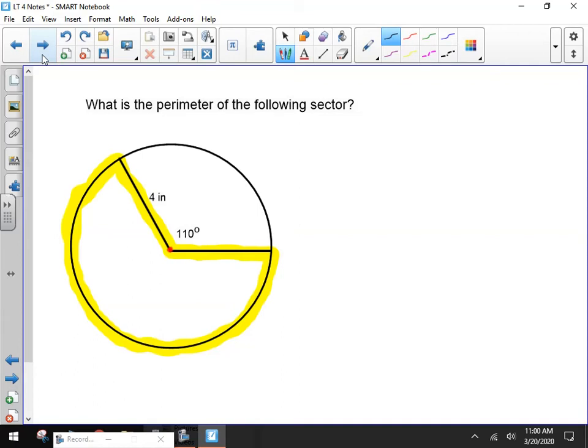All right, so now that you've tried it on your own, it asks for the perimeter of the following sector. The perimeter of the sector is the length all the way around, the arc and the radii. The length from here to here, if we remember from our last unit, is arc length. So I'm taking the arc length and adding both radii to it to get the perimeter of the sector.